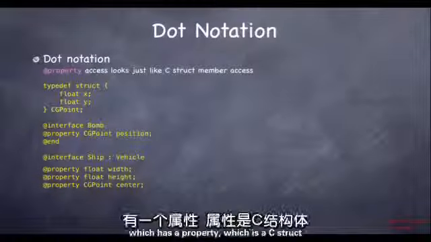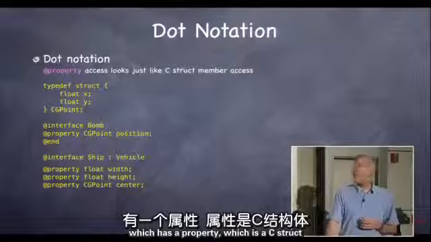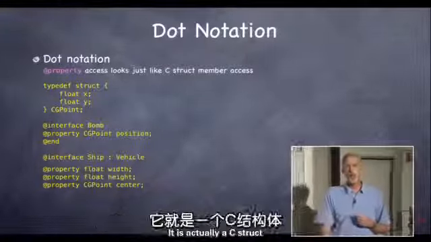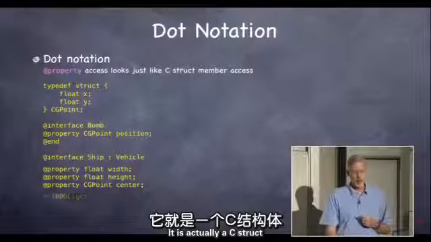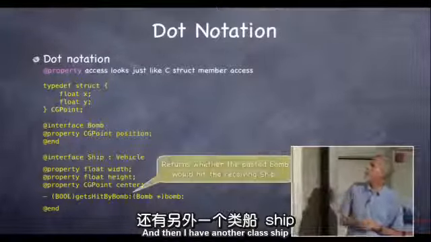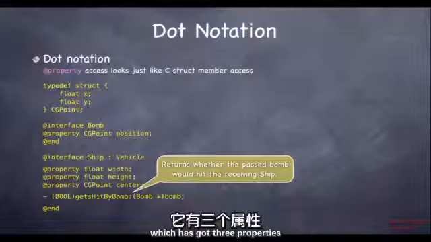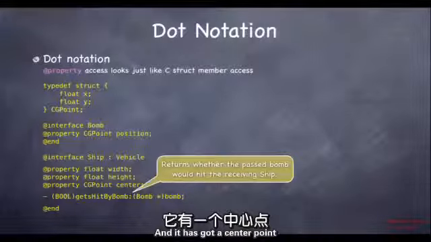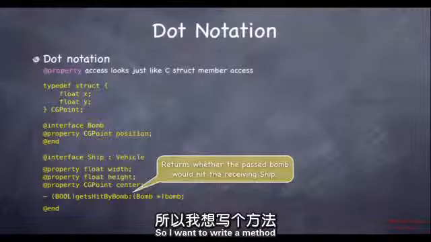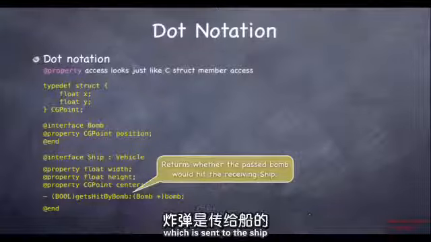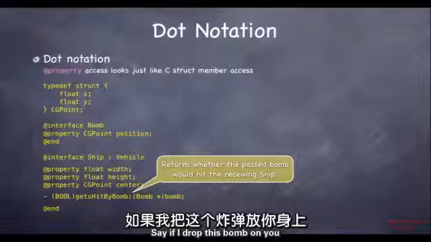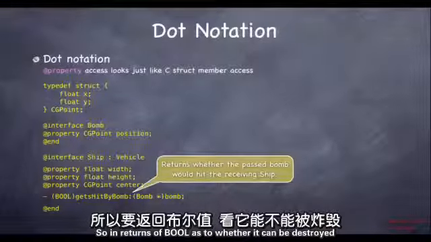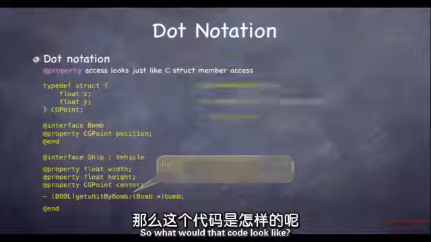All right? Okay, so my little example here is I've created a couple of classes. One called Bomb, which has a property which is a C struct. And yes, you can have properties that are C structs. And notice it's not a pointer to a C struct. It is actually a C struct. Then I have another class, Ship, which has three properties, a width and a height, so it's a rectangular ship, and a center point. And I want to write a method, getsHitByBomb, which is sent to the ship. Say, if I drop this bomb on you, will you be destroyed? So it returns a BOOL as to whether it's going to be destroyed.